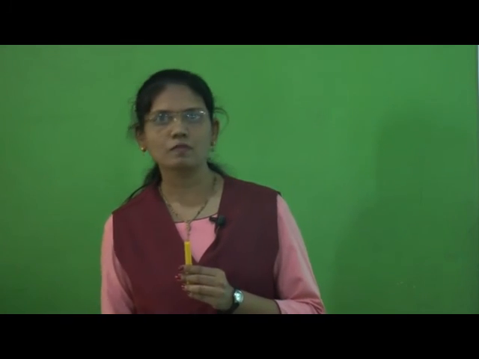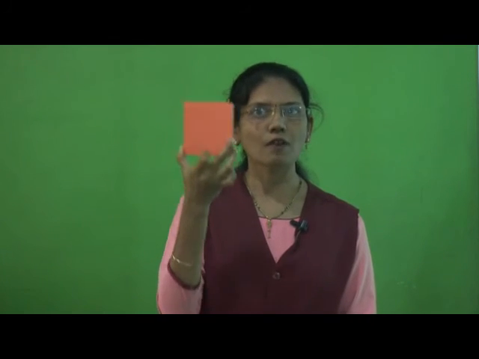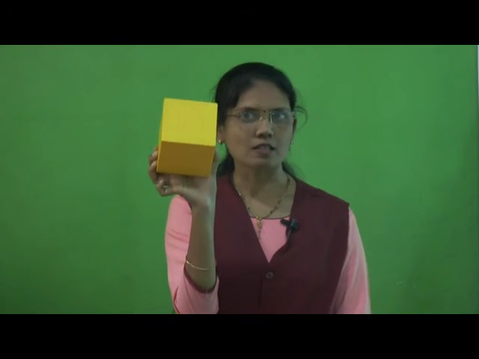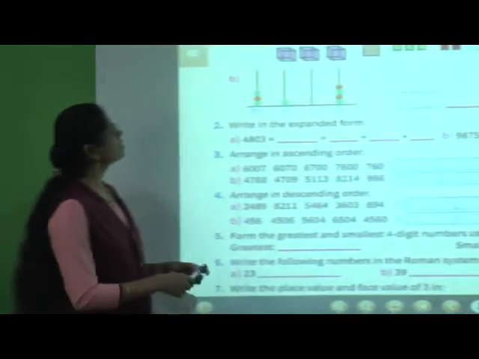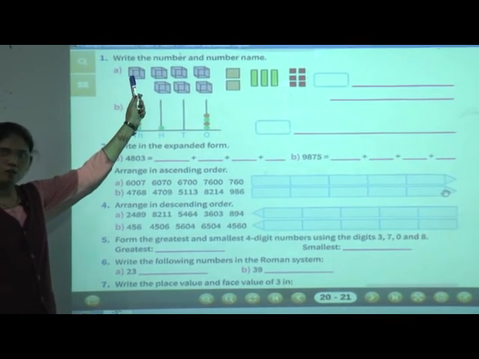Okay, suppose if I put 10 tens together, then we will get 100. This is a sheet of 100. Now if we put 10 sheets of hundreds together, then we will get a cube, and it represents a thousand. Now look at the board. Now see here, this cube. Just now I told you it represents a thousand.